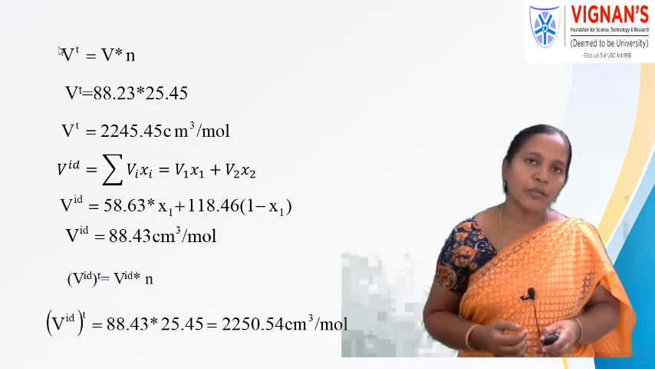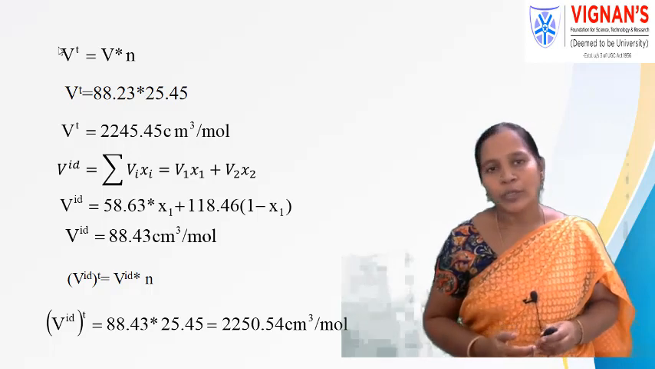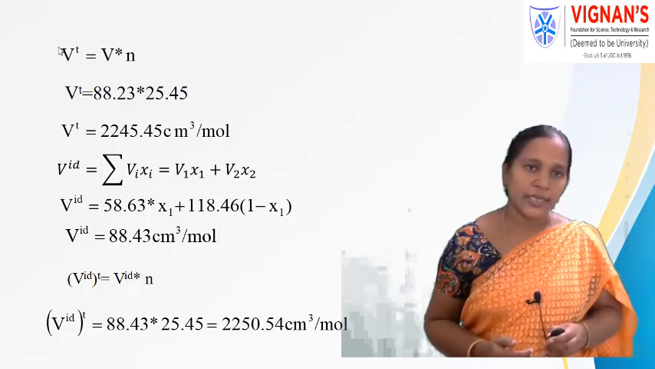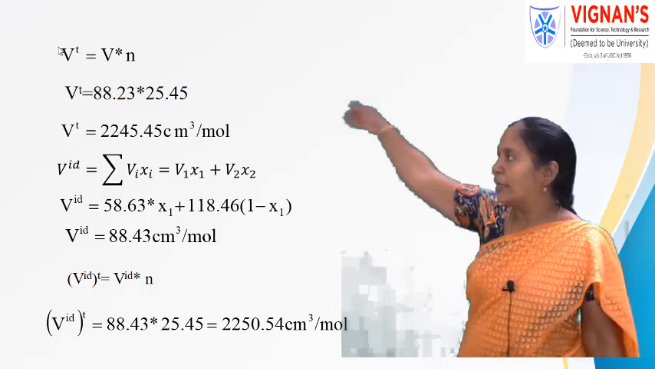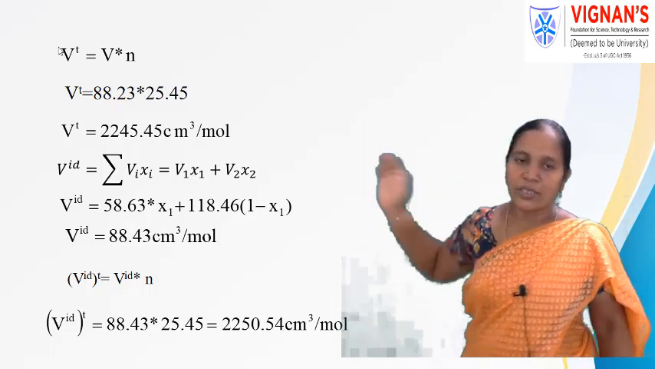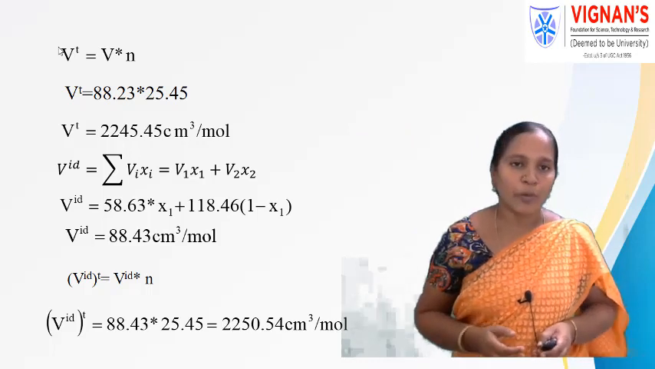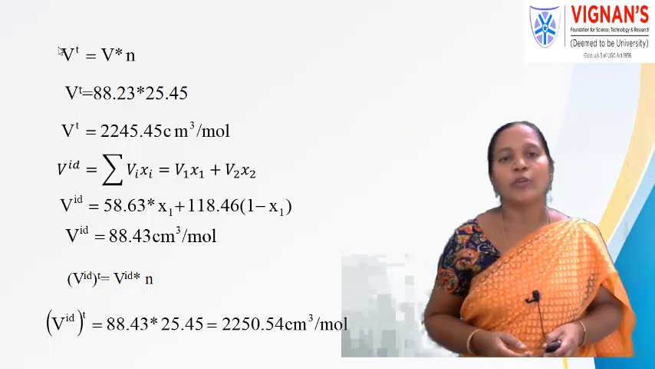Therefore, total volume is equal to volume into total number of moles. That is equal to 88.23 into 25.45. Therefore, total volume is equal to 2245.45 centimeter cube per mole.